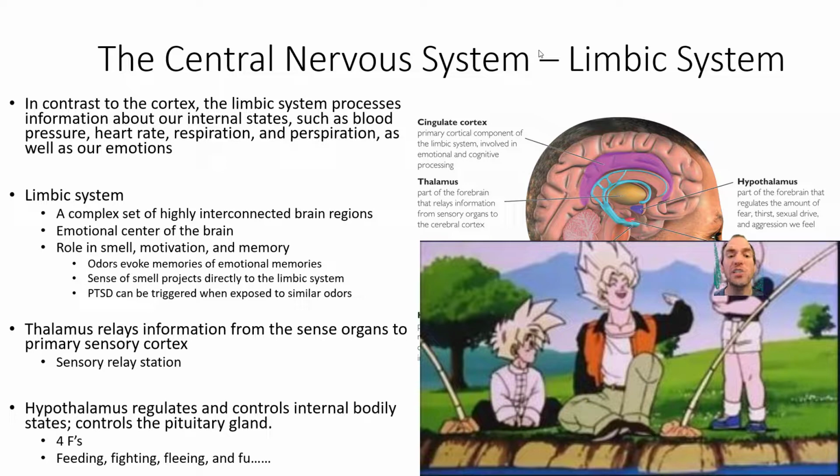So the limbic system is a set of highly interconnected brain regions. It is thought to be the emotional center of the brain, with a role in smell, motivation, and memory. Odors invoke emotional memories. The sense of smell projects directly to the limbic system. PTSD can be triggered when exposed to similar odors. So the idea here is that the limbic system evolved in smell, motivation, memory.